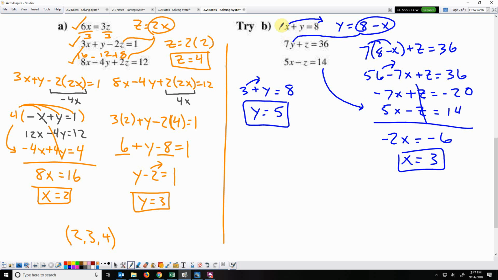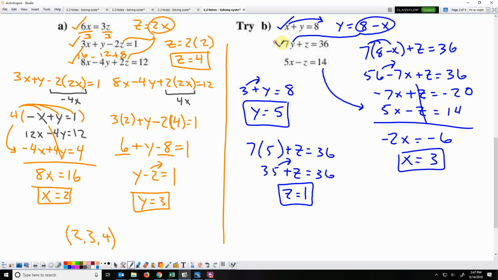And I did that in that first equation, so I'm certain that for the first equation, my x and y will check out. And if I really need to check, I've got 3 plus 5, that does equal 8. Okay, now I can plug into either of the next two equations. How about the second one? 7y, 7 times 5, plus z equals 36. That's 35 plus z equals 36. And I subtract that 35 from 36, and z equals 1. I got that by plugging in there, so I know that's correct.